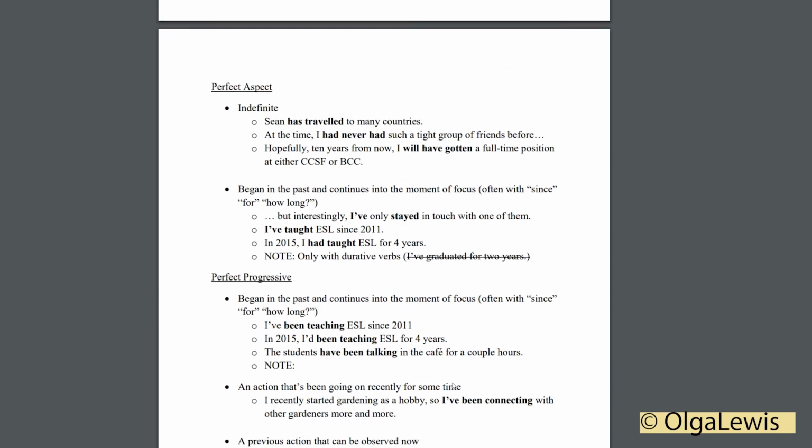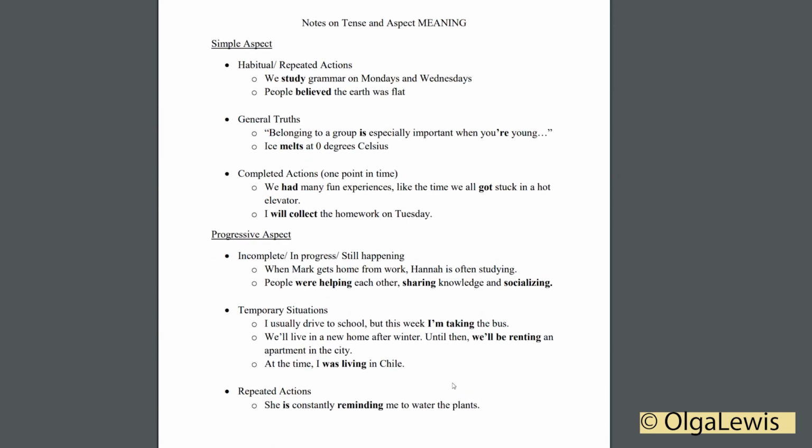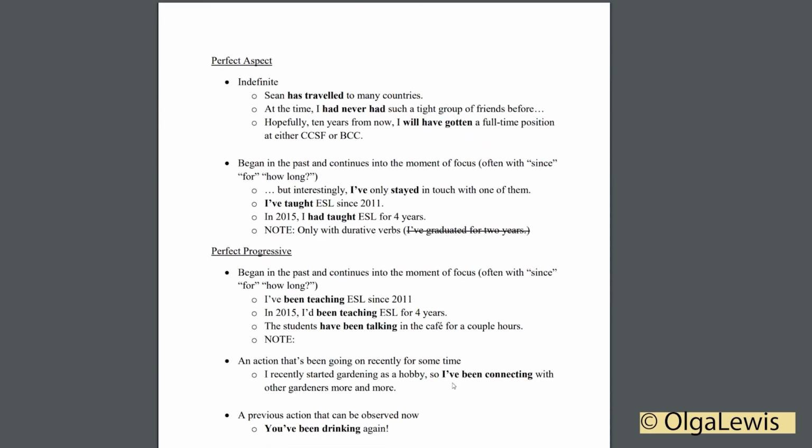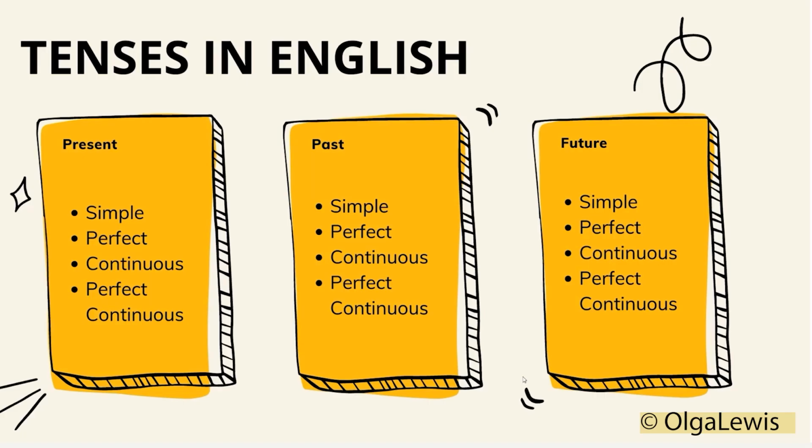So again, we can observe 4 aspects and 3 tenses. So it's actually up to you whether you would like to remember this as 12 tenses or just 3 tenses and 4 aspects in each. Once you understand one tense, for example, present, and all the aspects of it, such as simple, perfect, continuous, or progressive, and perfect continuous, you will have no issues with past or future.